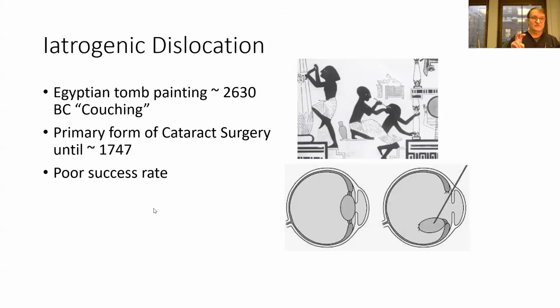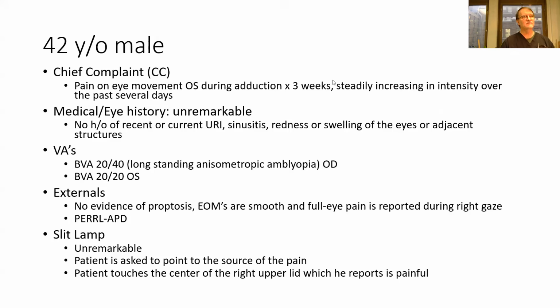This was sometimes referred to as couching. A piece of bamboo or other sharp instrument was placed through the cornea, and the nuclear sclerotic lens, which was dense, would be pushed through the posterior capsule and into the vitreous cavity. It was the primary form of cataract surgery until the 1700s. As you might imagine, it had a poor success rate. You had prolapse of vitreous into the anterior chamber, and potential for retinal detachment, as a vascular fibrotic scar could occur around this and pull the retina off.